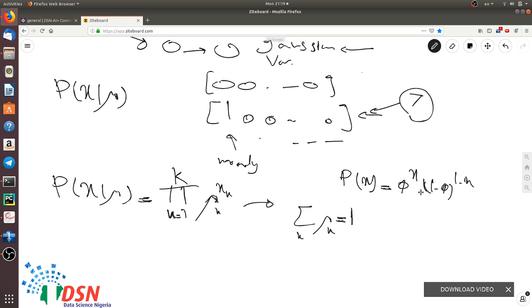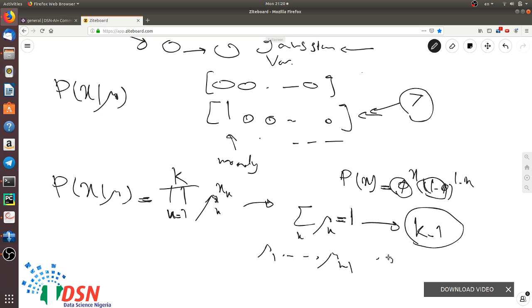Here you can see that the sum of phi and 1 minus phi is 1, and it actually makes sense. In fact, in this model you just have K minus 1 parameters. If you determine mu_1 to mu_(K-1), you could determine mu_K by just using this equation.